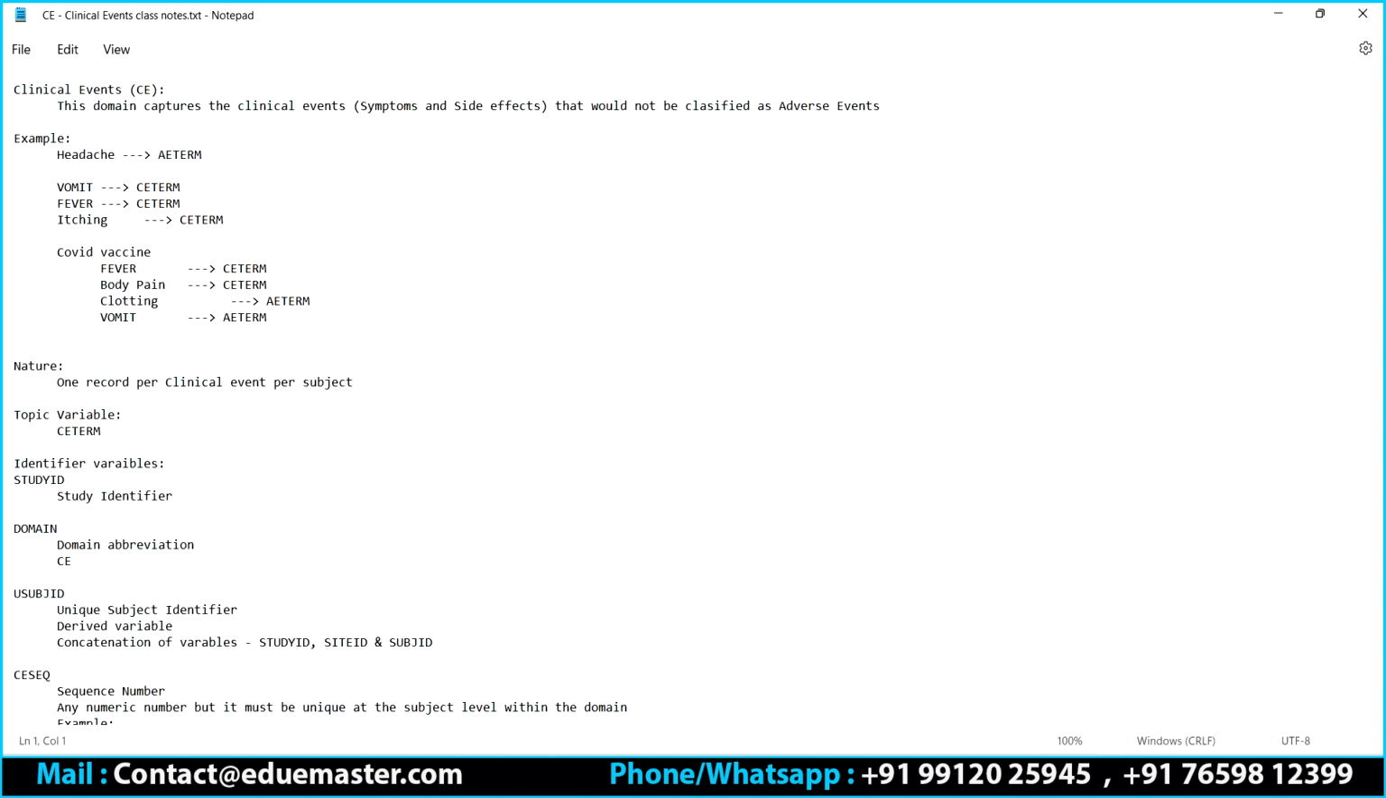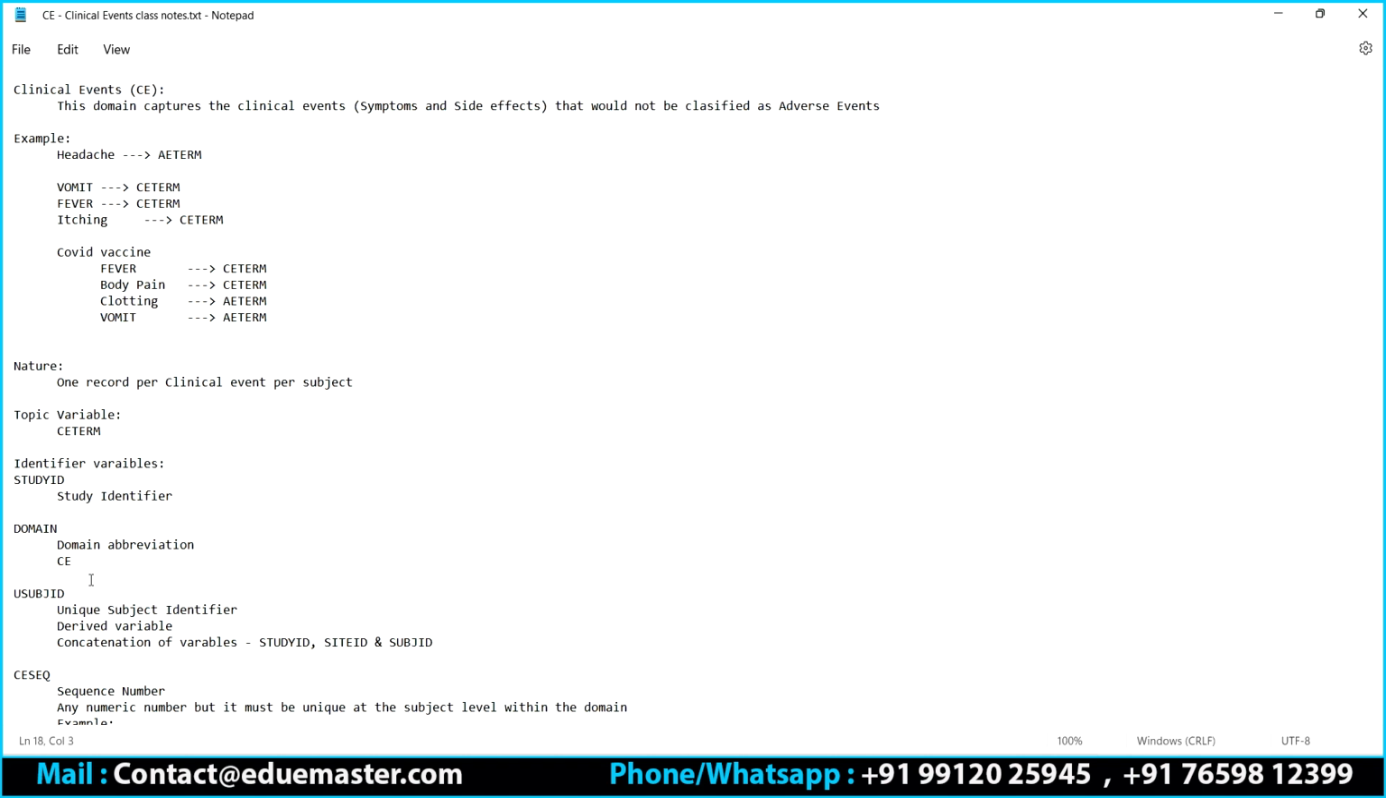Here we have taken the COVID vaccine as an example. Fever and body pains are the expected ones. These are going to be the side effects of this particular vaccine. So these will be called clinical events, whereas clotting and vomiting will be adverse events. These are not expected; they are not the side effects of this particular drug. But still, if you're facing it, meaning something is wrong which is not related to this drug but you're experiencing it, you can call it an adverse event.